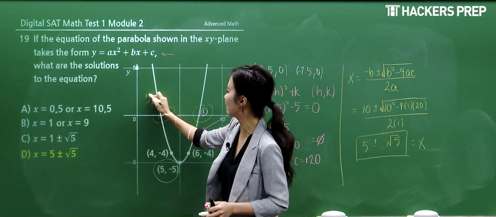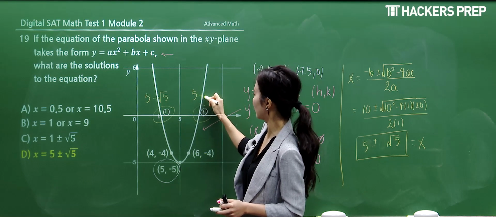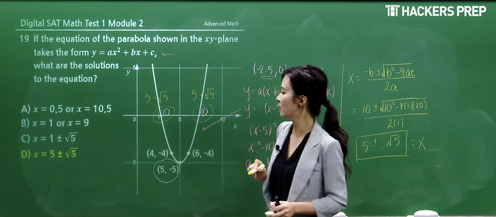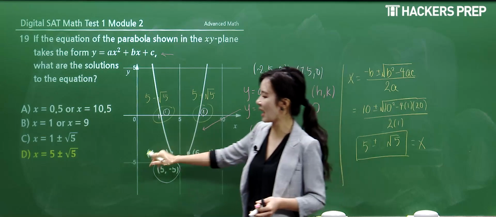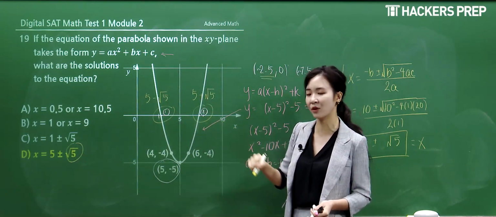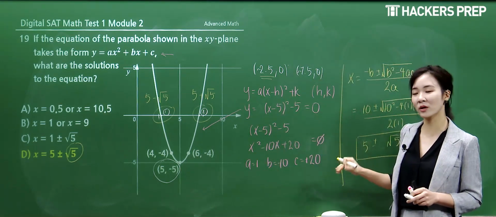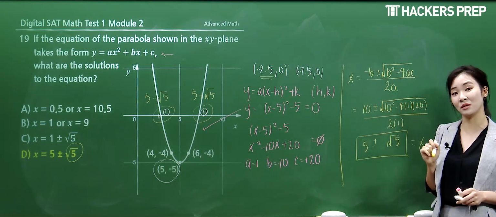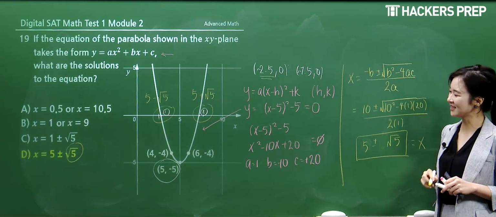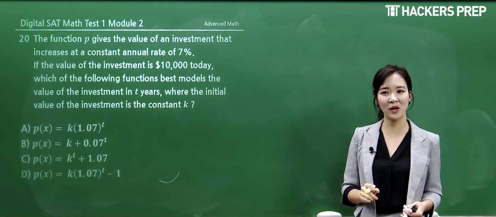So this is going to be 5 minus root 5, where this is going to be 5 plus root 5. So if you are familiar with the actual value of root 5, then you could have just gotten the answer D just by looking at the graph. But I wanted to show you the graph and the mathematical work dealing with the quadratic formula because it was going to be a good review for us, right? Great, let's move on. Okay, on to question 20.